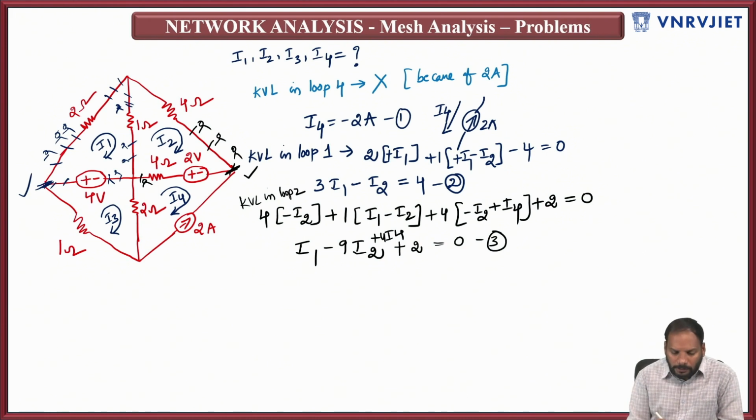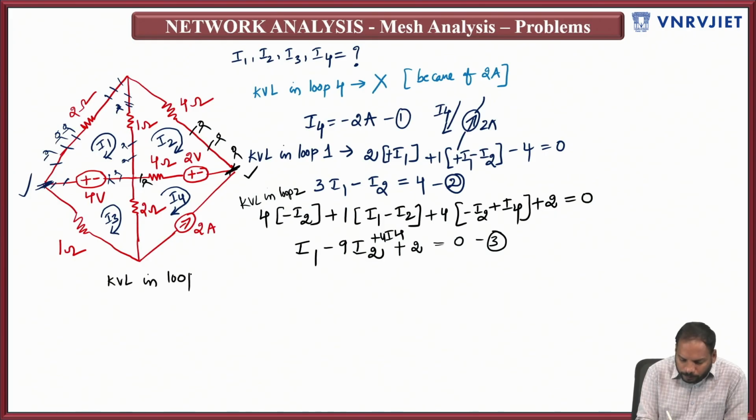KVL in loop 1 I have done. KVL in loop 2 I have done. Now I am going for KVL in loop 3. So I will try to walk, I start walking from here. I walk like this, I walk like this. Okay, so I have a 1 ohm resistor. So however current is coming with you, I3 is with you, take it as positive.